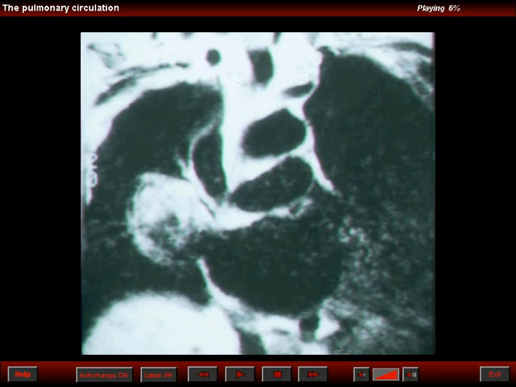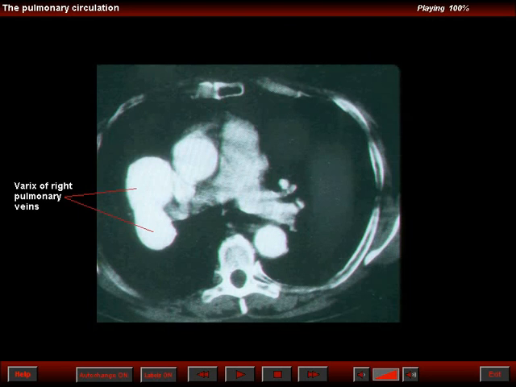A coronal MR examination shows a large mass that corresponds to a varix of right pulmonary veins. Note the proximity of this mass to the entrance of the pulmonary veins in the left atrium. This is a late phase of an injection. In the axial image, note the filling of pulmonary veins, which are markedly dilated. Actually, they represent the varices of right pulmonary vein.